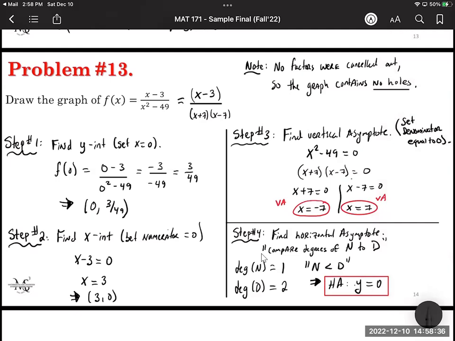So we did steps 1 through 4, right? Step 1, y-intercept. Step 2, x-intercept. Step 3 is the horizontal asymptote. Step 4 is the horizontal asymptote.